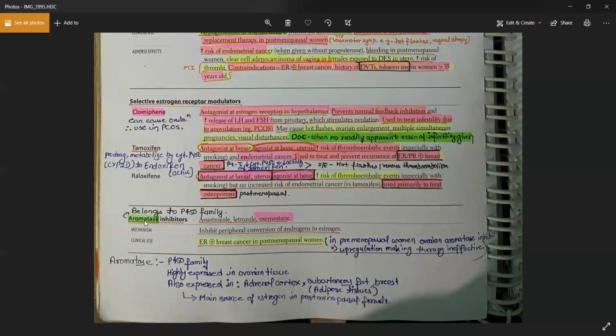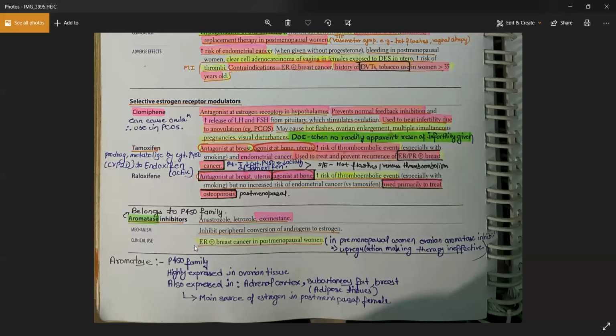Then you have the aromatase, and the aromatase belongs to the P450 family, okay? Very important to note. So you have the aromatase inhibitors, and they are again P450 inhibitors. These are anastrozole, letrozole, and exemestane, okay? So the mechanism, again, is that they inhibit the peripheral conversion of androgens into estrogens, right?